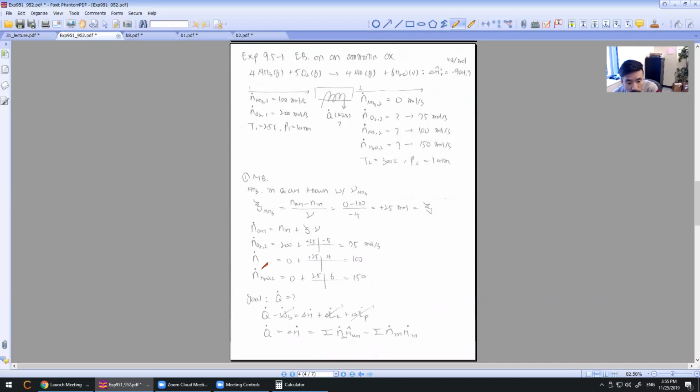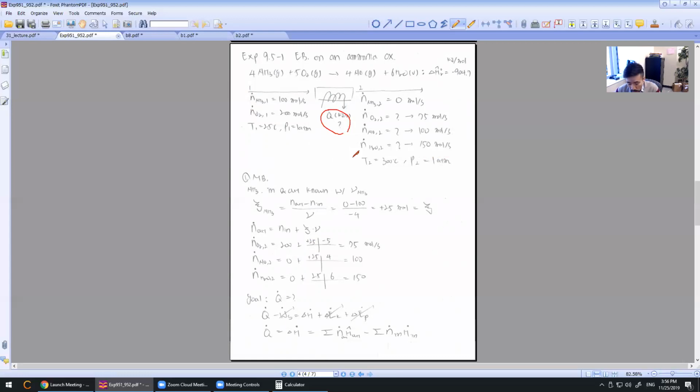N out for nitrogen oxide is N in plus the extent of reaction multiplied by nu. Nitrogen oxide is a product, so it's going to be +4. So 25 multiplied by +4 is 100. So we write down 100, right? For the water, 0 coming in, plus the extent of reaction, which is 25 multiplied by 6, so we have water as 150 mol/s. So we complete the mole balance, and we find all we need.